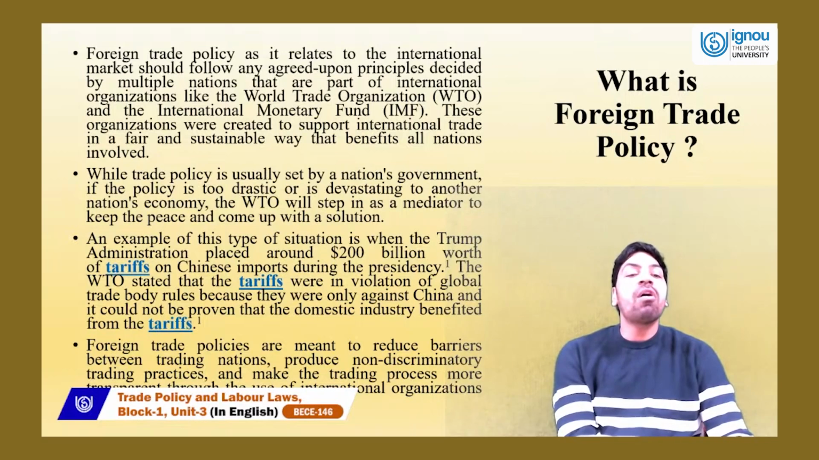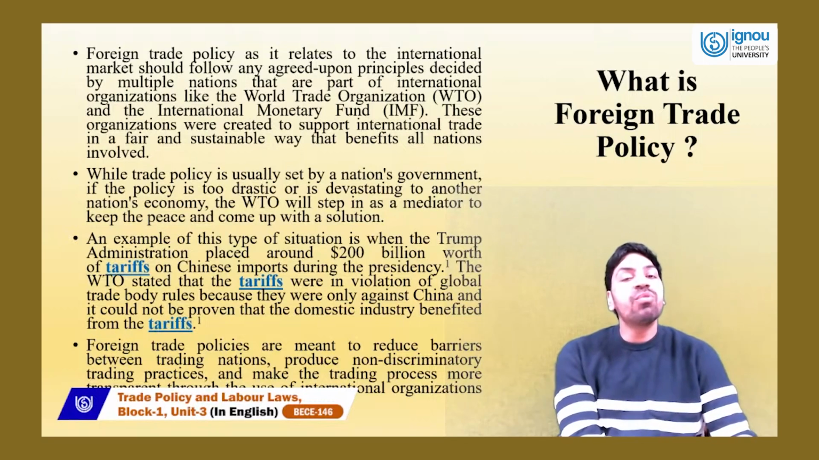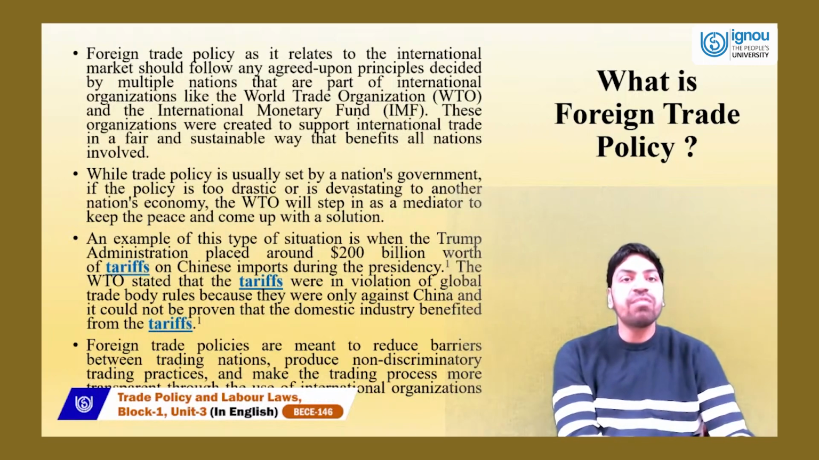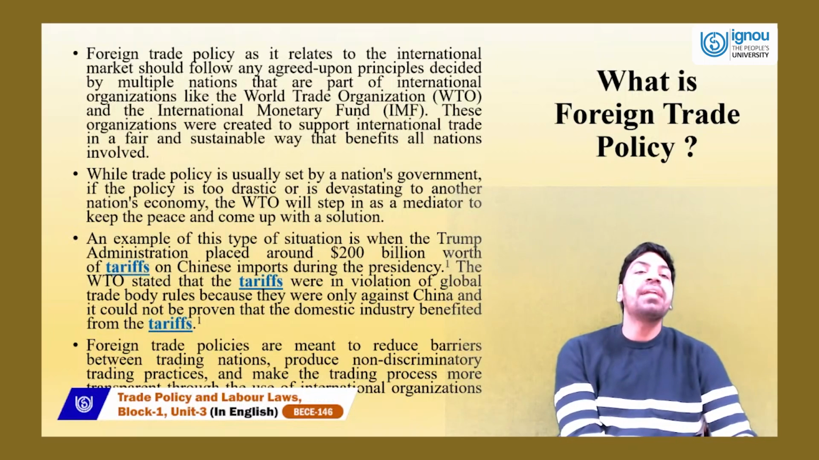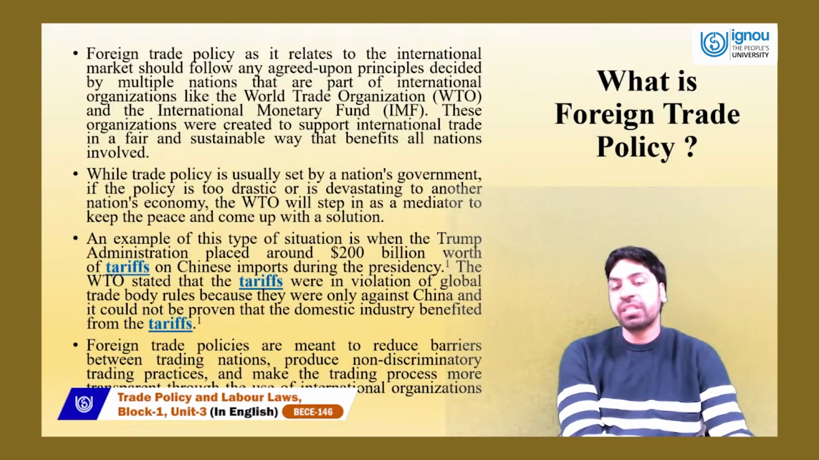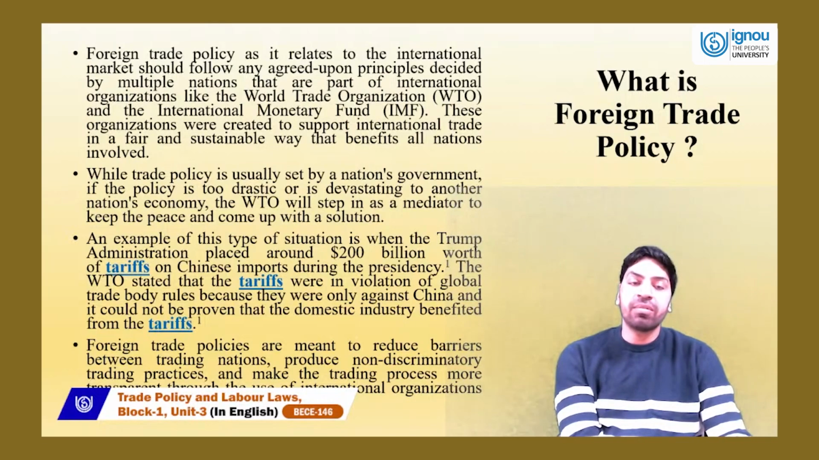Foreign trade policies are meant to reduce the barriers between trading nations or member nations involved in foreign trade or deals in the international market. They produce non-discriminatory trading policies and make the trading process more transparent through the use of international organizations like the WTO and the International Monetary Fund. So that is all about foreign trade policy, with the small case of the Trump administration, where a tariff imposed against China could not be justified in this scenario.